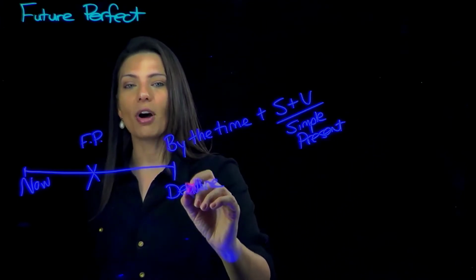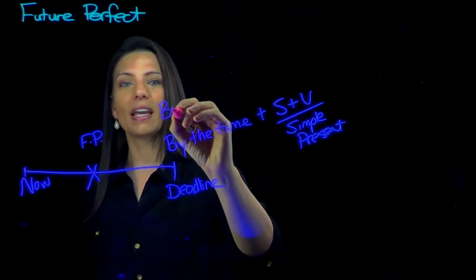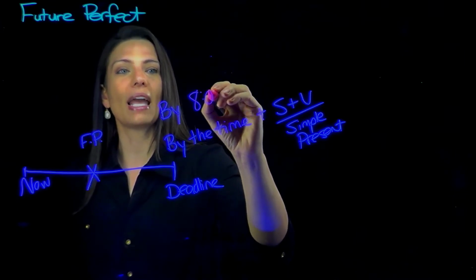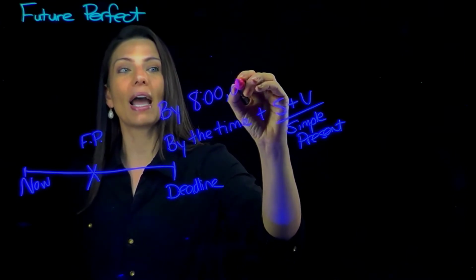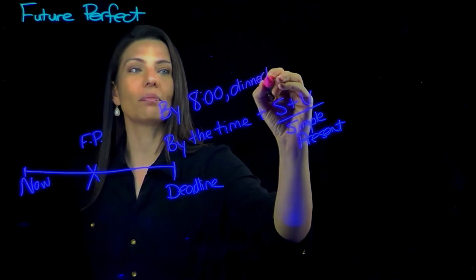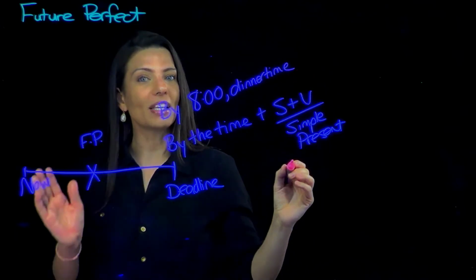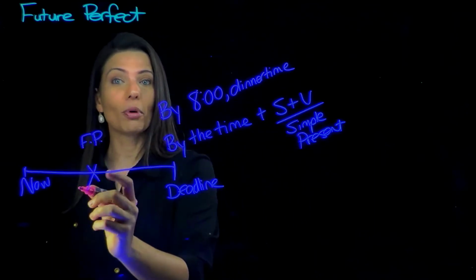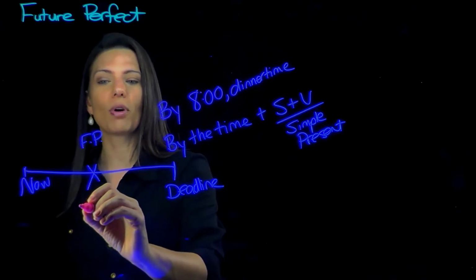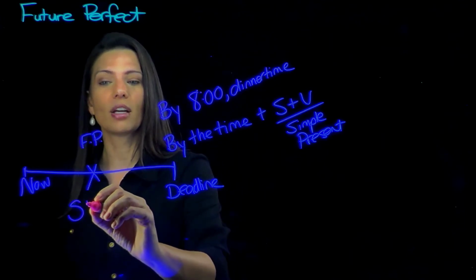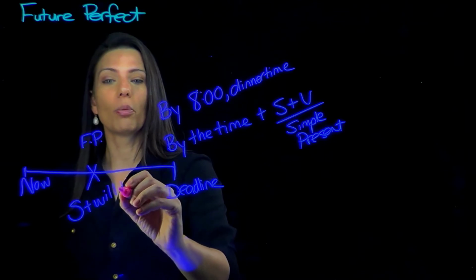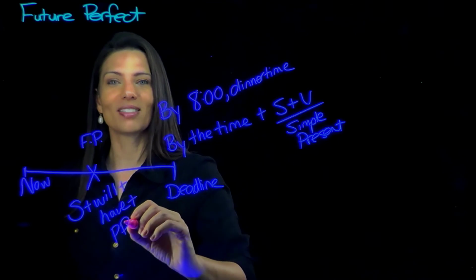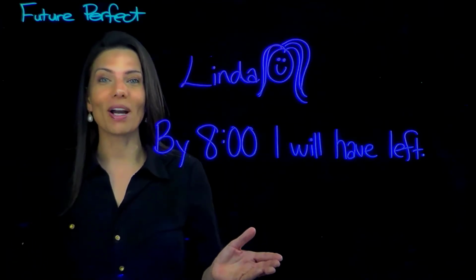We could also have a by phrase, and we just have a certain point in time. So for example, I could say by 8 o'clock or by dinner time. Okay, it could be just by plus a certain point in time. Now, in this case here, remember the future perfect is going to be formed with the subject plus will plus have plus the past participle.